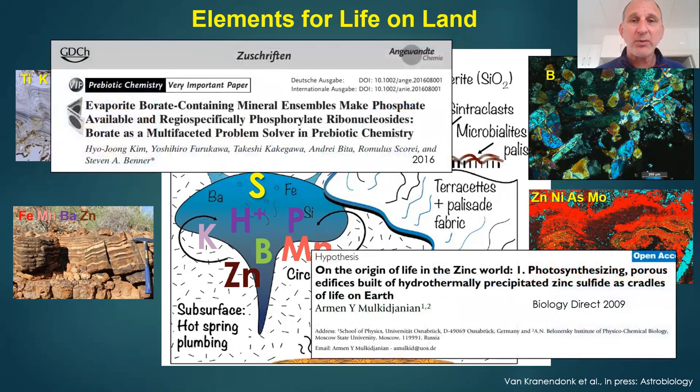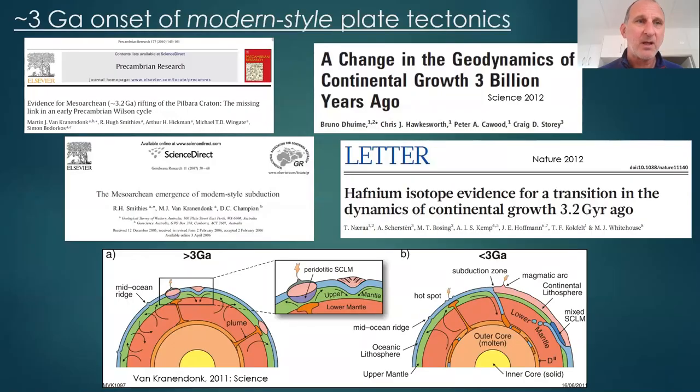And so these are just two examples that indicate the importance. Zinc has been identified as potentially extremely important by Armen Mulkidjanian, and borate has been identified by Hyo-Joong Kim and Steve Benner's group as being the most effective catalyst for making carbohydrates. So this is just some of the idea about some of the building blocks available for early life.